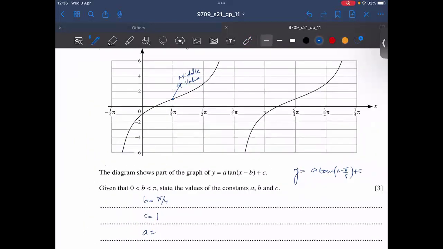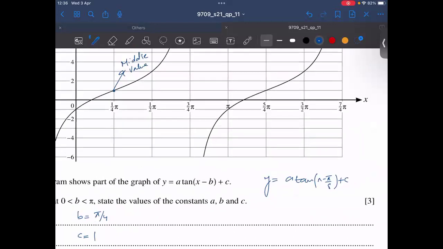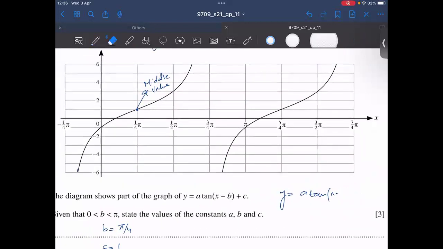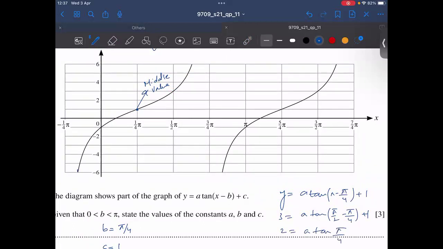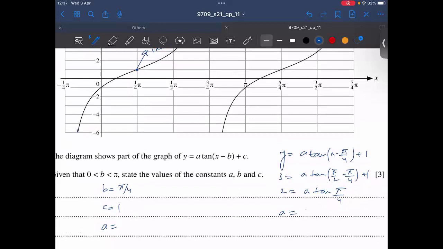For A, you can substitute any point. You can substitute this point, pi by 2, comma 3. So if you substitute, 3 equals A tan of pi by 2 minus pi by 4, plus 1. So 3 minus 1 is 2, equals A tan of pi by 4. So A is going to be 2 because tan pi by 4 is 1. So A is going to be 2.